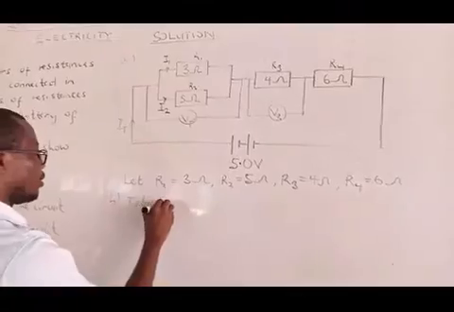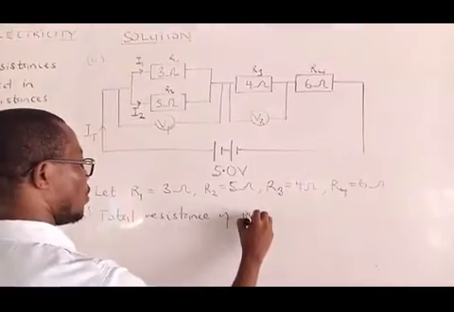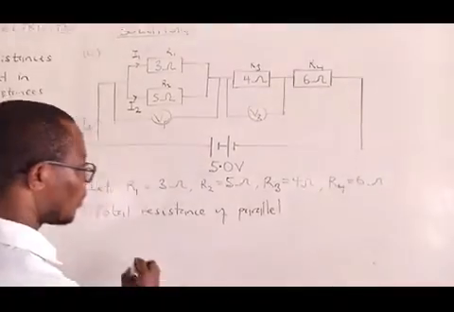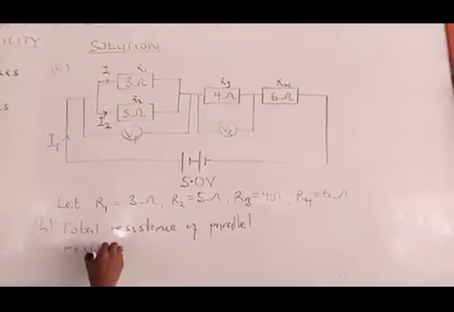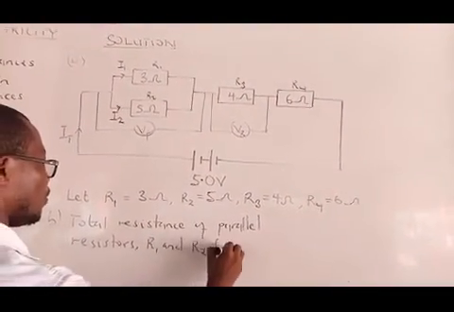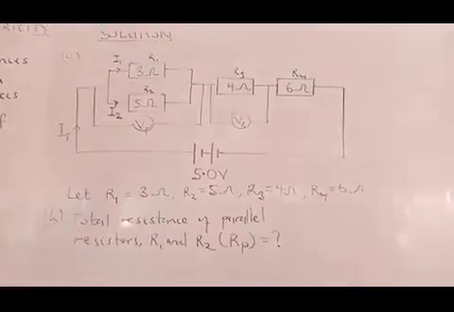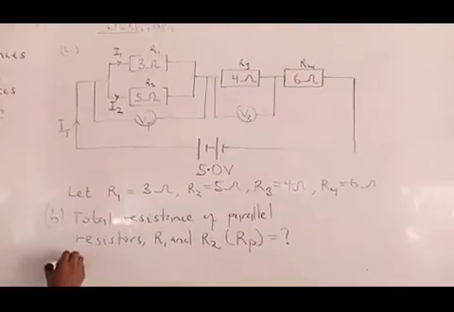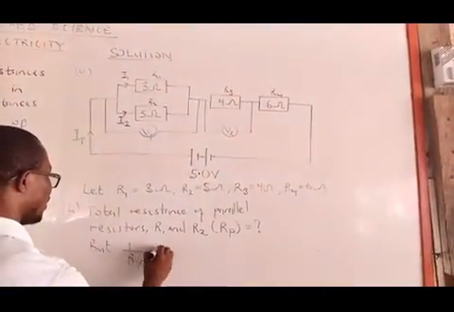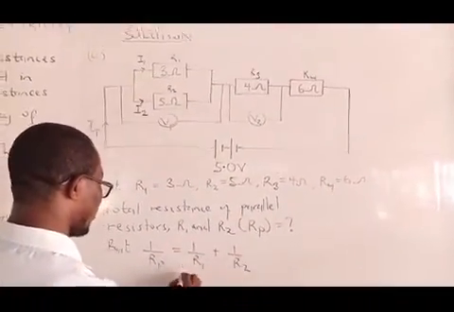So total resistance of the power resistors R1 and R2. We are labeling that as RP. Because R1 and R2 are in parallel, we use the relation 1 over RP will be equal to 1 over R1 plus 1 over R2.